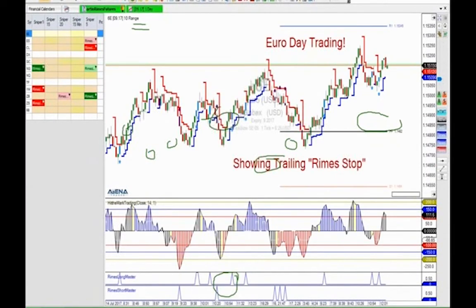Here's the same chart with the trailing stop. Remember, it's not going to get triggered unless price closes below it. Just beautiful.